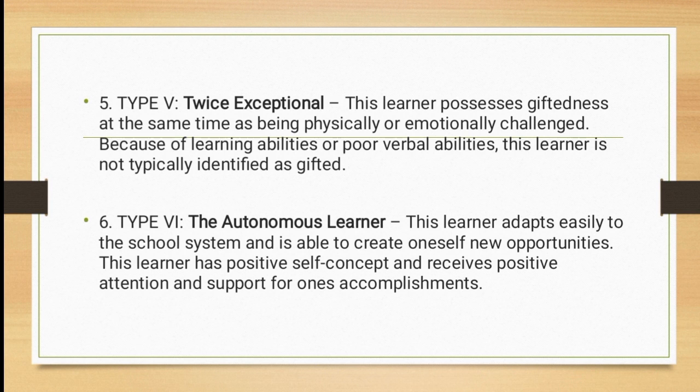The last is type 6, the autonomous learner. This learner adapts easily to the school system and is able to create new opportunities for oneself. These learners have a positive self-concept and receive positive attention and support for their accomplishments.